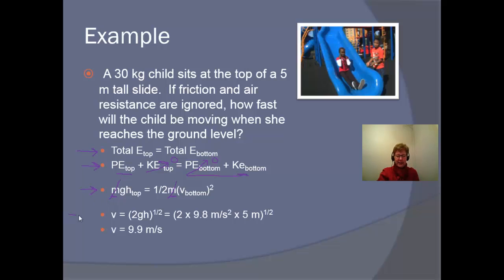Now let's look at actually plugging and chugging, putting the numbers in. First of all, I did the algebra to solve for the speed, and that meant I multiplied both sides of the equation by 2. So I ended up with 2 times the acceleration due to gravity times the height, raised to the 1/2 power in order to take the square root. Plug in the numbers: 2 times 9.8 meters per second squared times the height of the slide, which was 5 meters, and then take the square root, and I get for an answer 9.9 meters per second.